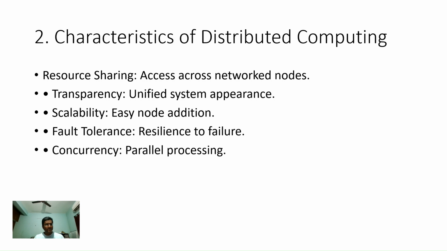So the first one is resource sharing. As we all know, it allows access across network nodes. The second one is transparency. It's a unified system appearance, so the system should be very transparent. The third one is scalability. It's easy node addition. Whenever you want to add a new node, scalability plays a very vital role. The fourth one is fault tolerance. It's resilience to failure, so how it withstands breakdowns. The fifth one is concurrency, which is parallel processing. So all this forms the characteristics of distributed computing.